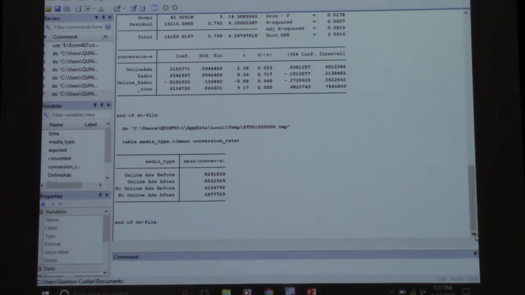But now we've got, like that table, you've got some t-stats, and really we want to look at these t-stats. So we know that the 0.03 is not statistically significant. It's got a t-stat of tiny, 0.36. But our online only has got a nice big t-stat of 2.28.